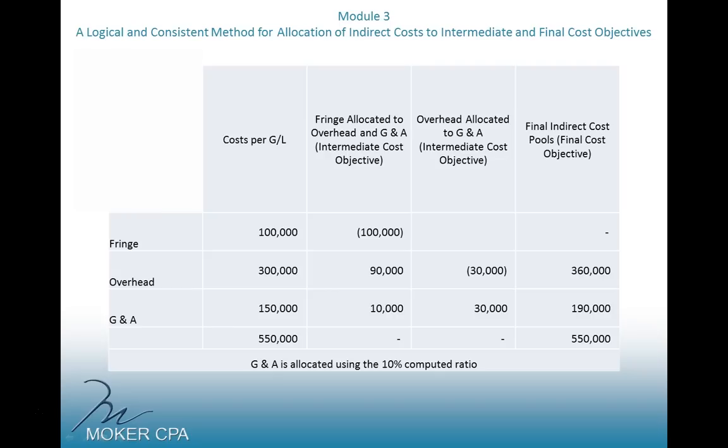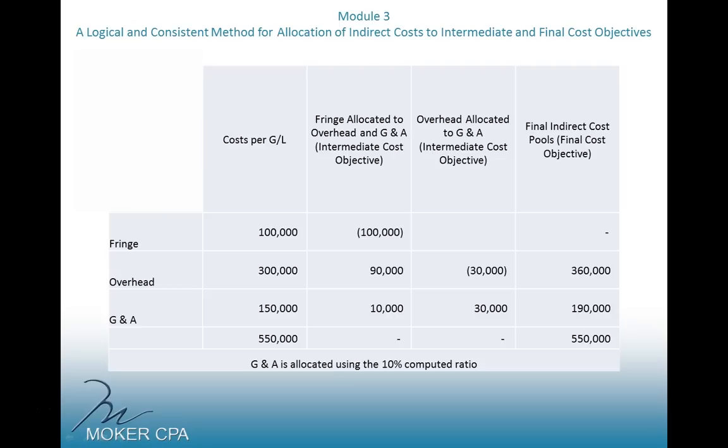However, since your company does not have a fringe indirect rate, you need a logical and consistent method to allocate fringe to overhead and G&A. As previously discussed, we use the G&A relationship to total productive labor of 10% as our allocation ratio. Since fringe is being allocated, fringe is an intermediate cost objective. We allocate $10,000 of fringe costs to the G&A final cost objective, with the remainder being added to the intermediate overhead cost pool.